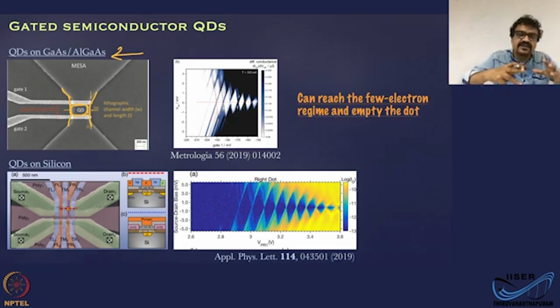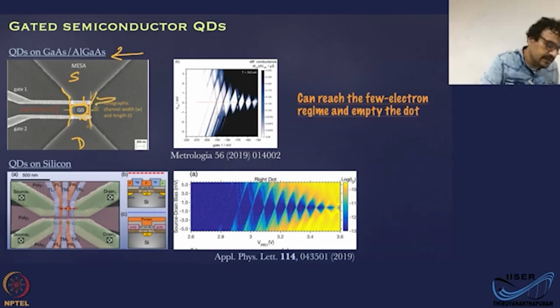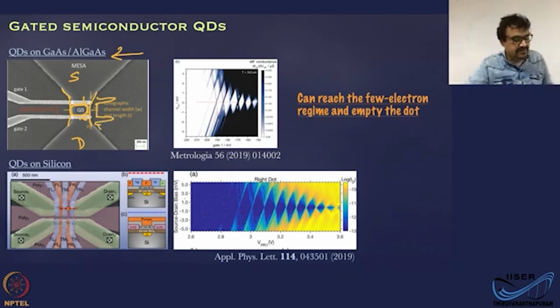Anyway, the point here is when you apply voltages on these gates, you will get a confined region in the middle, that is your quantum dot. And this is going to be your source and drain region. And you will have tunnel barriers here, which are defined by the gate. So you have a tunnel barrier here, then another tunnel barrier here. That is how you are going to define the dot.